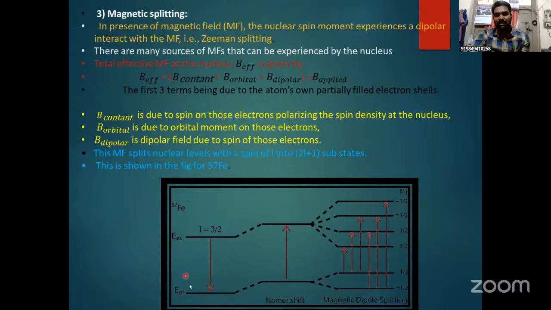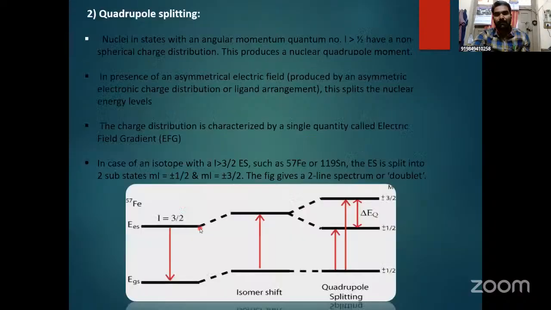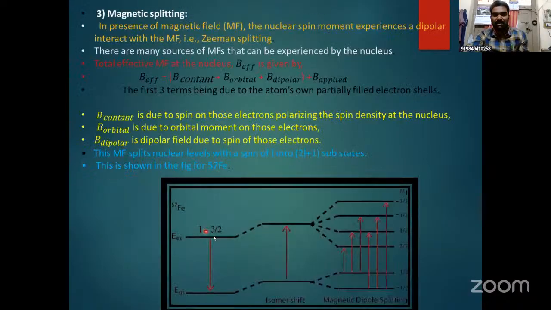This is the excited state. This is the ground state, where angular momentum I is equal to 3 by 2. There will be isomer shift and there will be magnetic splitting, from the ground state of 1 by 2 to the excited state of 3 by 2, 1 by 2, and minus 1 by 2, and also from minus 1 by 2 to 1 by 2, minus 1 by 2 to minus 1 by 2, minus 1 by 2 to minus 3 by 2. Overall, there will be 2I plus 1 substates.